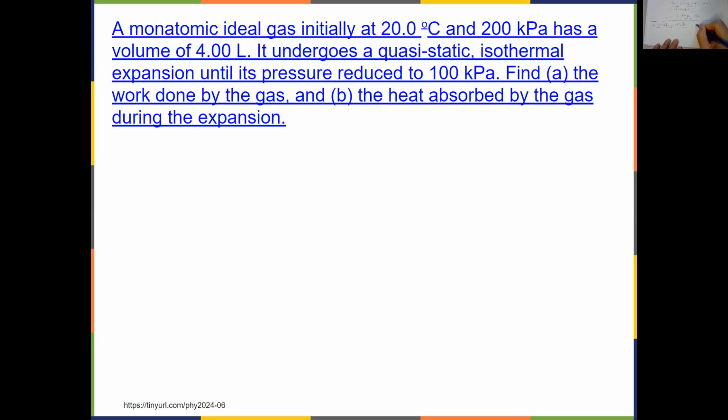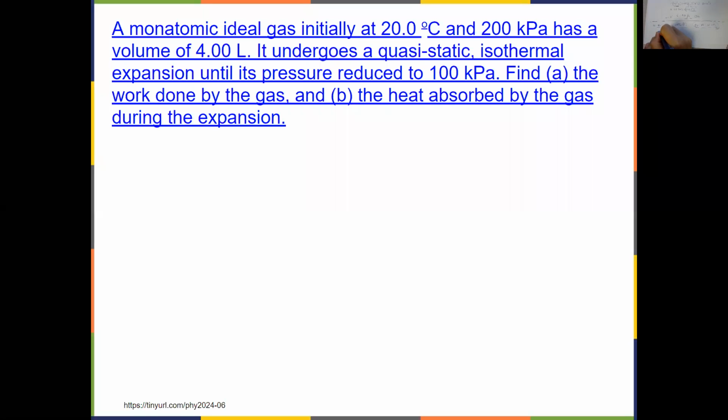For ideal gas, PV is equal to NkT, right? Or PV equal to nRT. So this is based on ideal gas. So when you see ideal gas in a problem in thermodynamics, always remember this equation, okay? You might use this equation for ideal gas, as always.